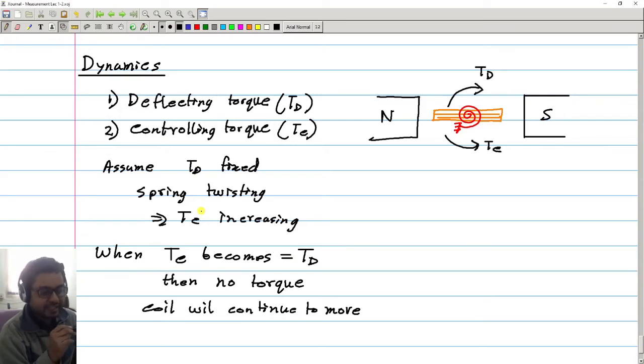But then this is very disturbing. We are trying to measure some current or something, and the pointer is oscillating. How do we measure it? How do we take a reading? So these two torques alone will not make the instrument work properly.